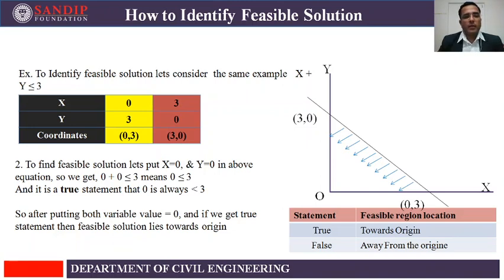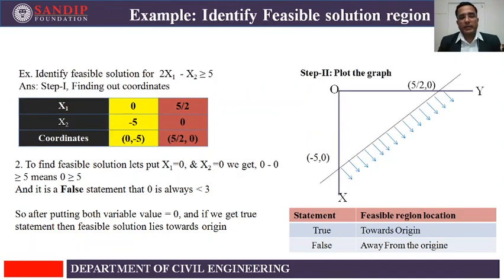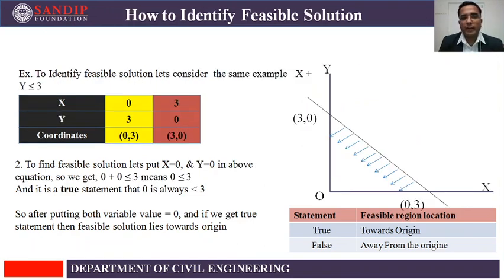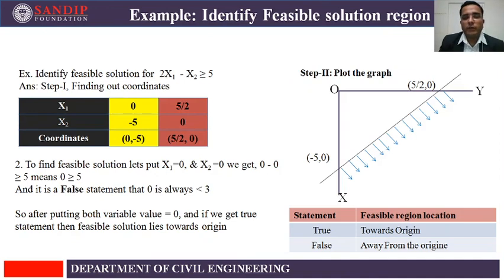Okay, now the next slide. Now identify from this point how to identify the feasible solution. We will take one example. In this example, it is mentioned: identify the feasible solution for 2x1 minus x2 is greater than or equal to 5. We have to identify where the feasible solution lies, or the location of the feasible solution.